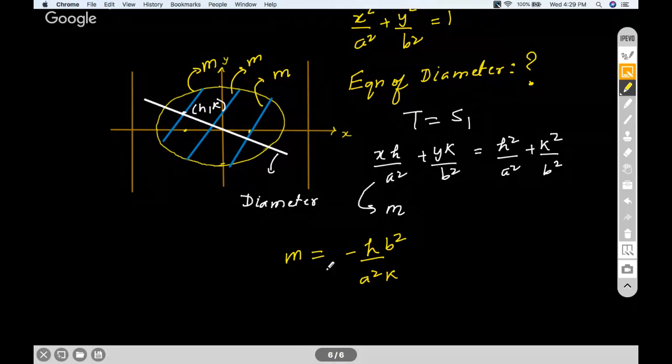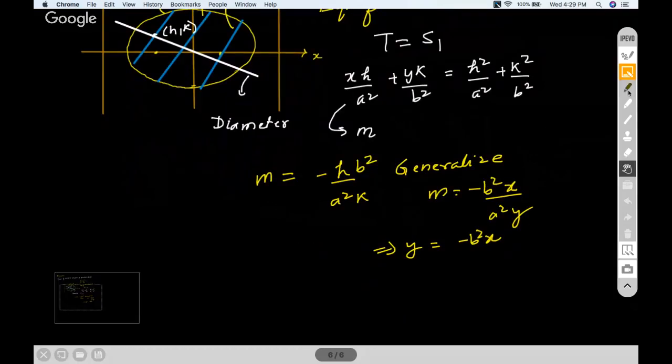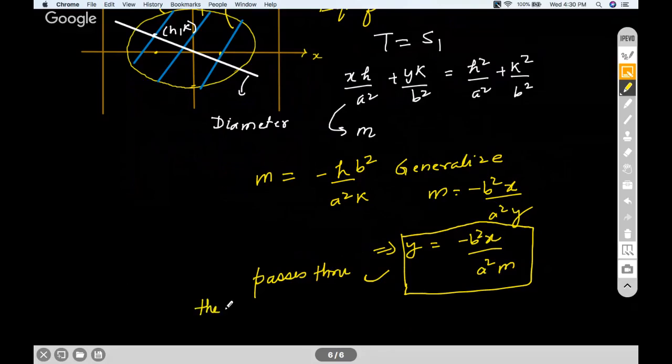We wanted a relationship between h and k. Right? So now we generalize this, and we write m as minus b square x by a square y. In other words, y is equal to minus b square x by a square m. This becomes the equation of the diameter. And as you can see, Atmesh, it passes through the origin. So yes, it passes through the center of the ellipse. Okay, plain and simple.